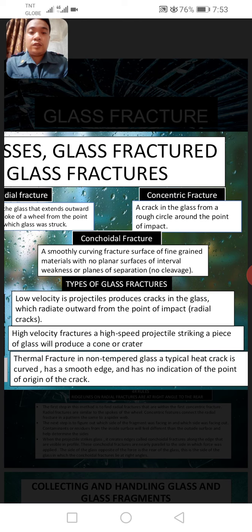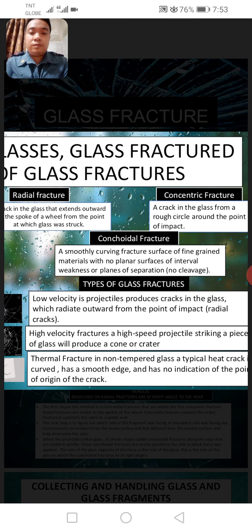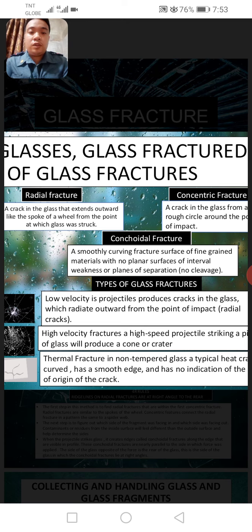Concentric fracture: a crack in the glass that forms a rough circle around the point of impact. Conchoidal fracture: a smooth curving fracture surface of fine-grained materials with no planar surface of internal weaknesses or planes of separation, no cleavage.